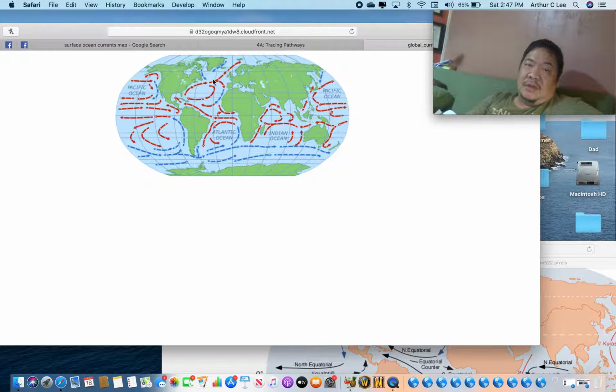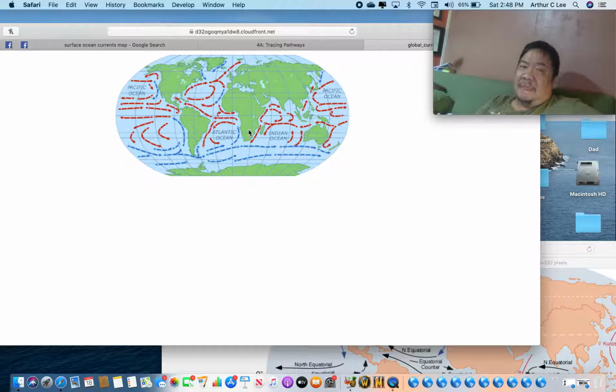Notice that the currents move in a bent circle. This is called a gyre. So they turn clockwise in the northern hemisphere, whereas in the southern hemisphere they turn counterclockwise. Now, ocean currents have a powerful effect on our planet, making it more livable.